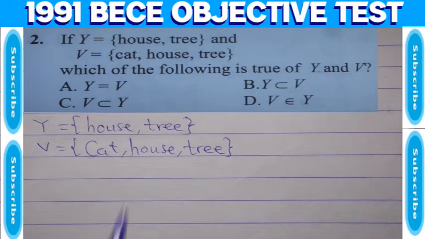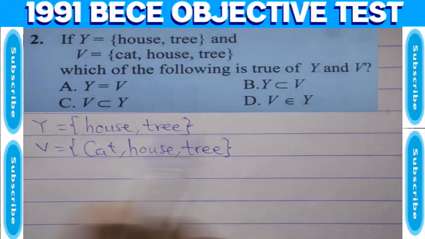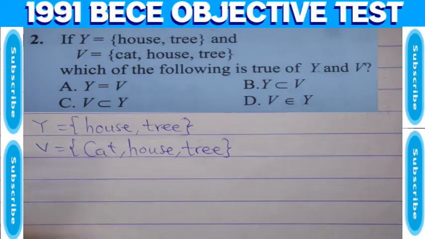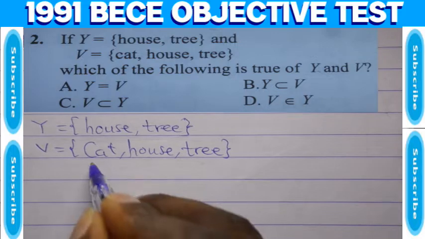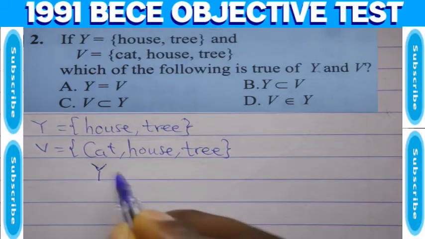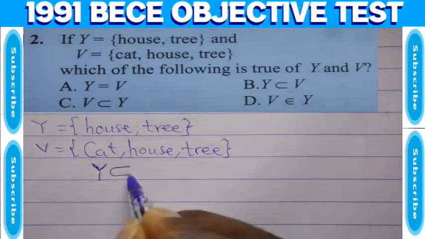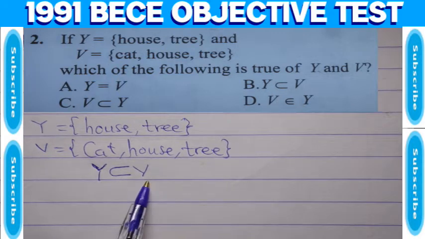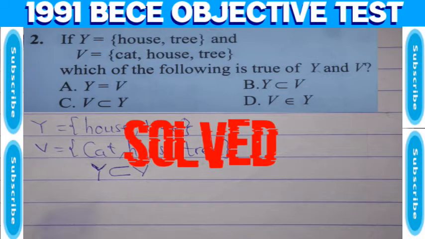Taking a look at this, I said from the beginning that all the members in set Y are found in set V. So it means that set Y is a subset of set V, because all the members in set Y are found in set V. And this is it. We are done for question 2. So Y is a subset of V. So with question 3, this is what we have.